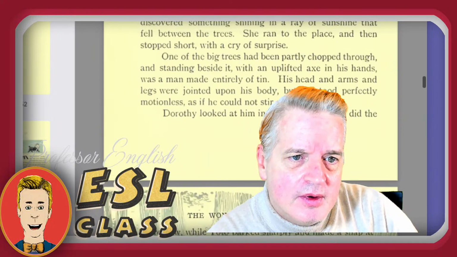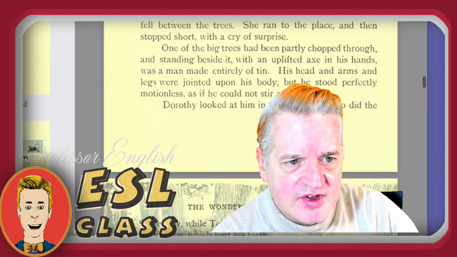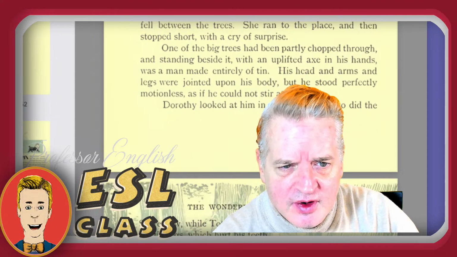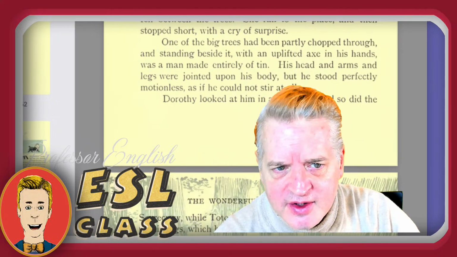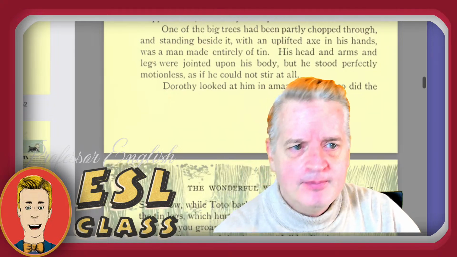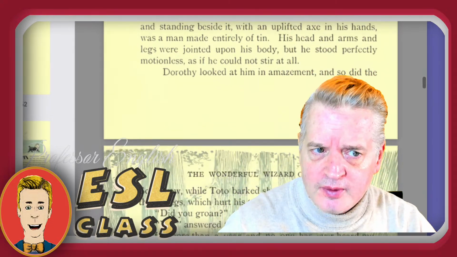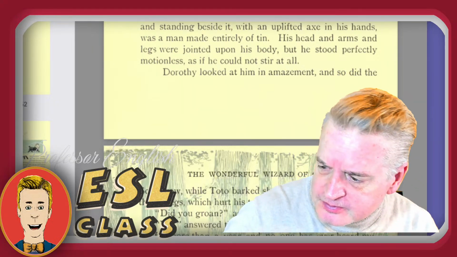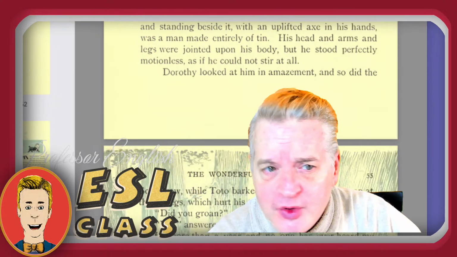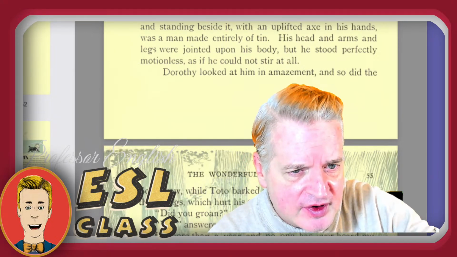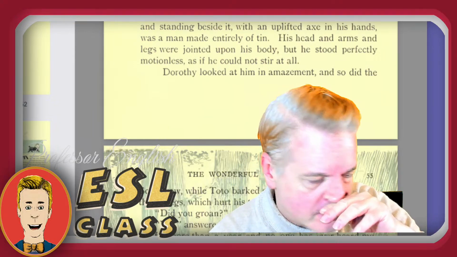One of the big trees had been partly chopped through, and standing beside it with an uplifted axe in his hands was a man made entirely of tin. His head and arms and legs were jointed upon his body, but he stood perfectly motionless, as if he could not stir at all. The word stir here just means move. He couldn't move. So he stood perfectly motionless, as if he could not move, as if he could not stir at all.